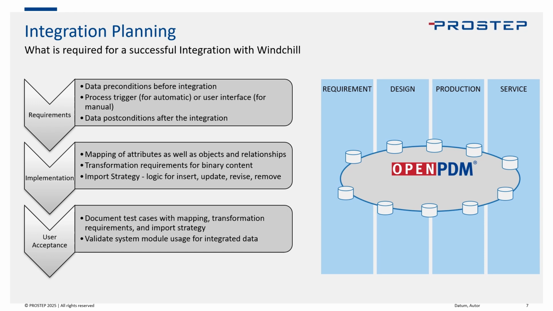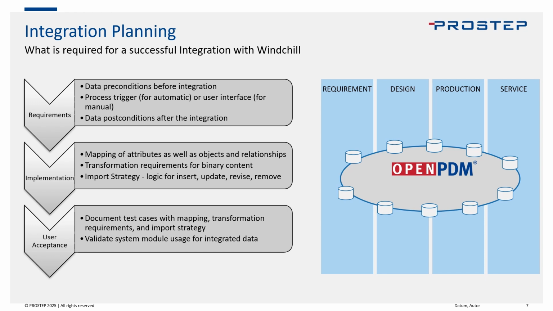So detailing the mapping of the attributes, as well as any of the relationships and objects that go in there. Any transformation requirements of binary content, that could be like changing CAD data into a derived format, like creating Creo View or JT or CGR or something like that. And then an import strategy. This means when to update or revise or insert or remove within a bill of materials, different data, or other types of logical conditions that are needed in the import in order to make your integration successful.